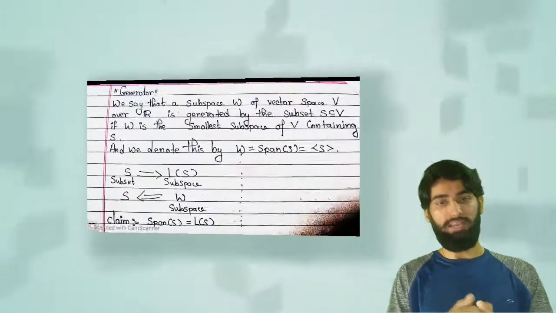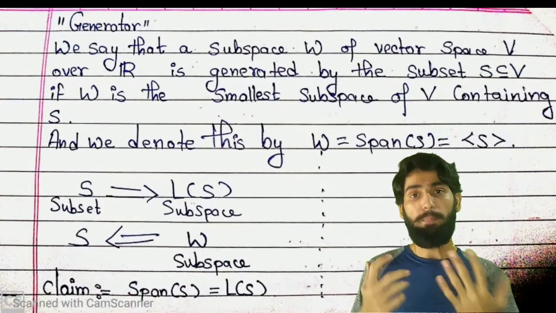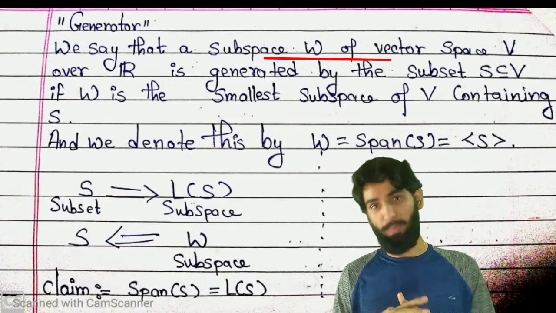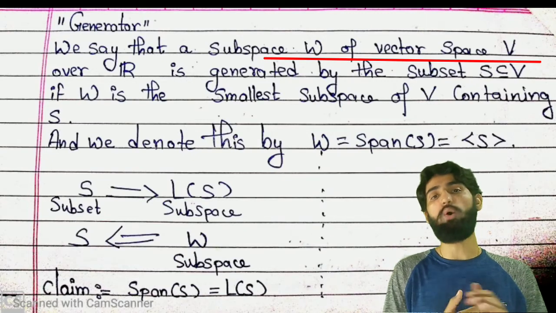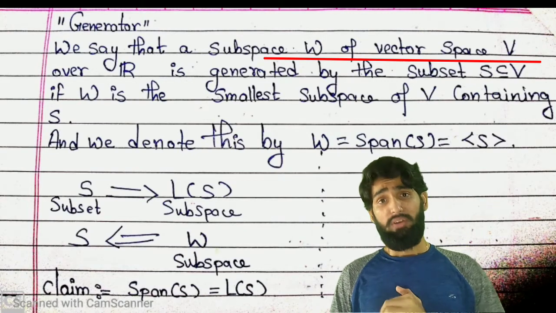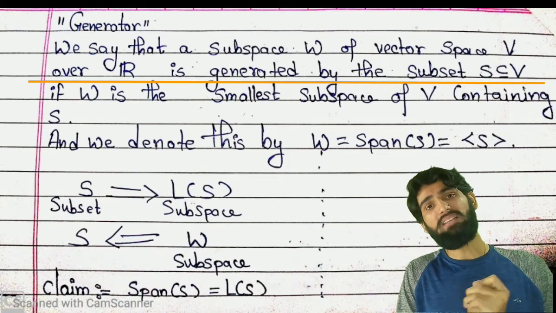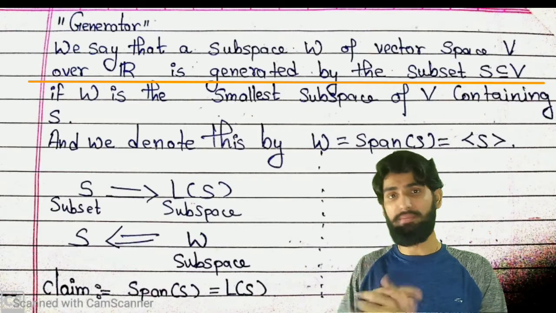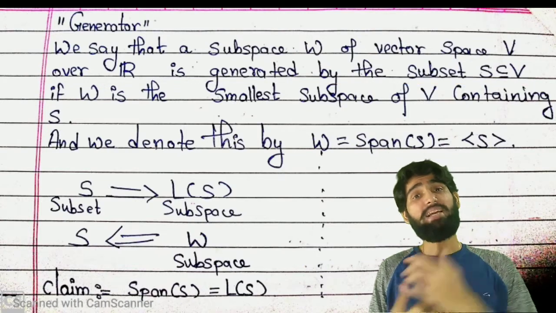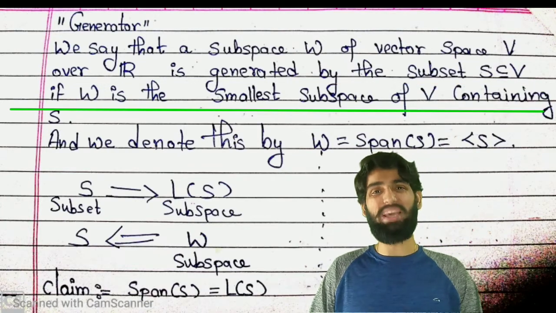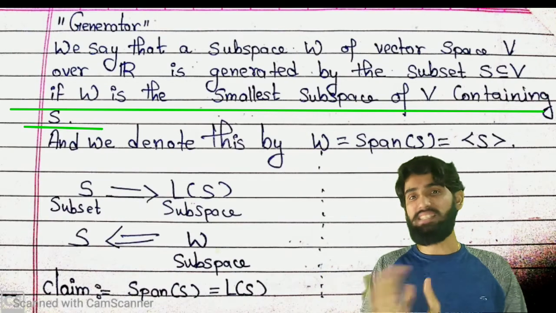The idea of generator is used frequently under linear algebra and abstract algebra. But for now, let us learn this concept of generator in the vector space. Suppose W is a subspace of a vector space V over R. Then we say that this subspace W is generated by a subset S of V if W is the smallest subspace of V which contains S.